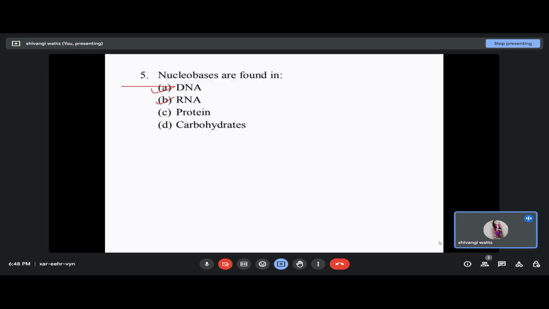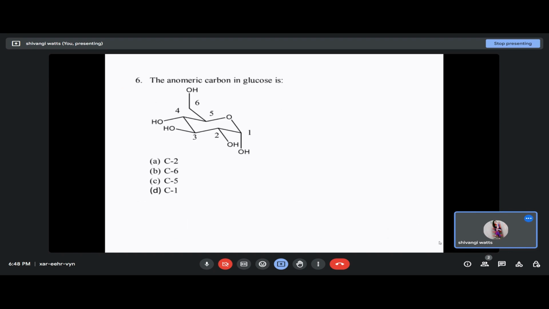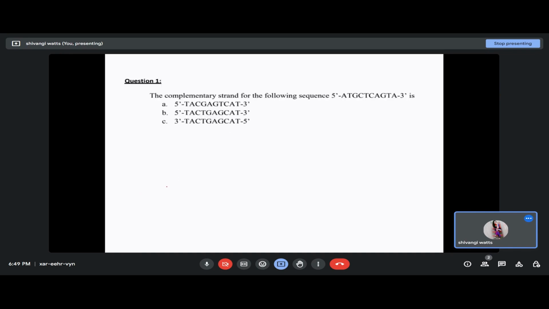Yeah, so moving to the next question. The next question is, the anomeric carbon in glucose is? The anomeric carbon is the carbon which is attached to two oxygen atoms. Carbon 2 is attached to one oxygen, 3 to one, 4 to one oxygen atom, and that is also attached to one oxygen, whereas carbon 1 is attached to two oxygen atoms. So C1 is the anomeric carbon in the glucose.